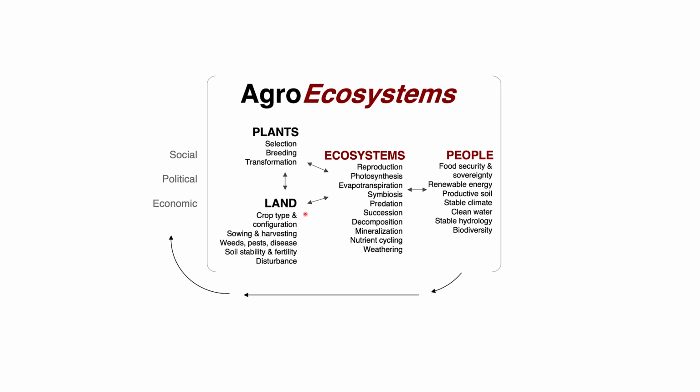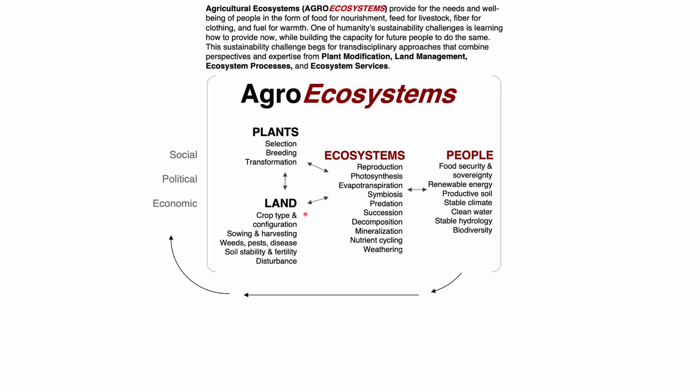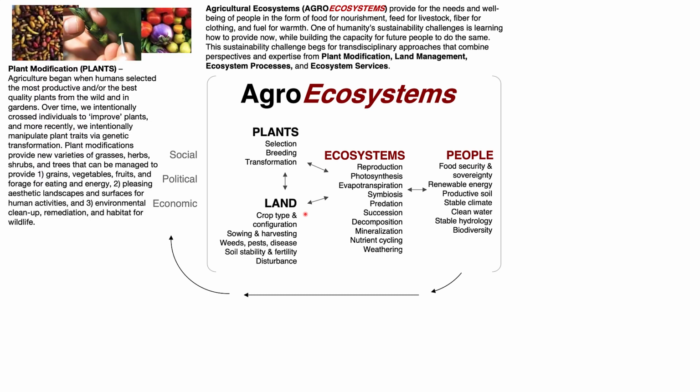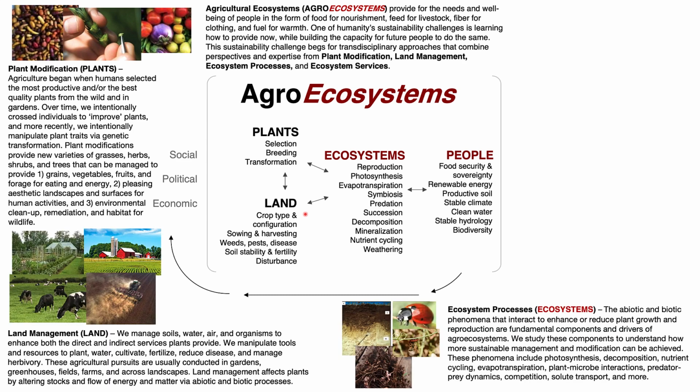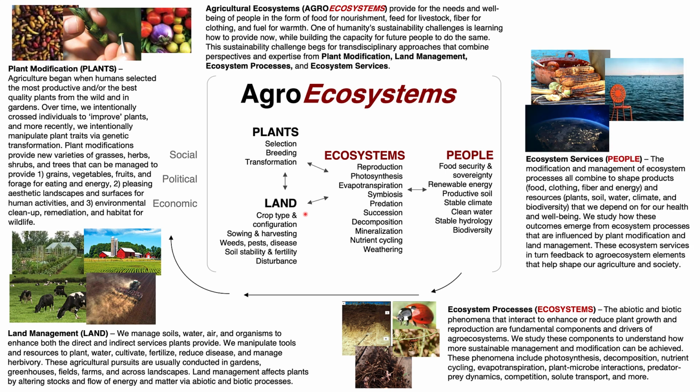I now have some text to leave you with that is supporting what I just walked through. Here's text that describes what we mean by agroecosystems, what we mean by plant modification, what we mean by land management, ecosystem processes, both abiotic and biotic, and of course these ecosystem services, or the people part of the equation, which is related to our ability to actually provide for our wants and needs.